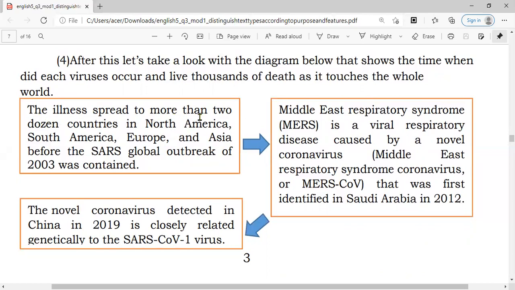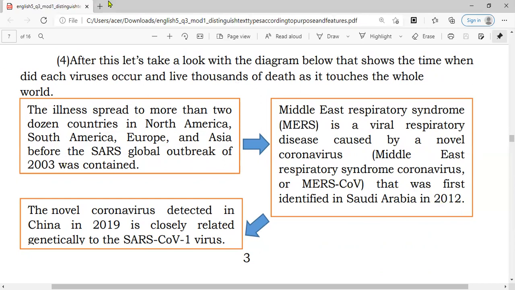The illness spread to more than two dozen countries in North America, South America, Europe, and Asia before the SARS global outbreak of 2003 was contained. So it started with these countries, no? North America, South America, Europe, and Asia. Okay, and then next, Middle East Respiratory Syndrome, MERS, is a viral respiratory disease caused by a novel coronavirus, the Middle East Respiratory Syndrome coronavirus or MERS-CoV, that was first identified in Saudi Arabia in 2012, from 2003 to 2012.